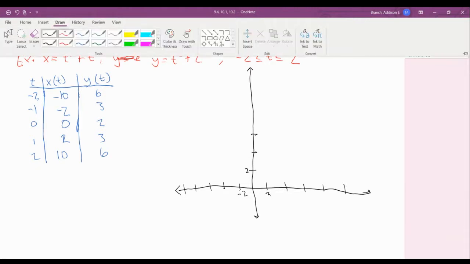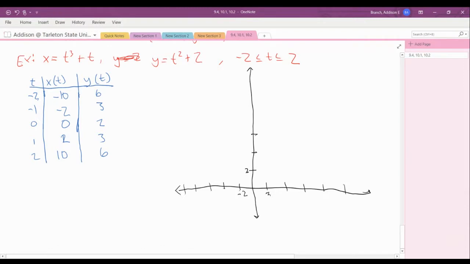So now we need to plot our points in that order of t. So we start off at t equals -2. So our x is going to be -10 and our y is going to be 6. So we're going to start here. Then we move on to t is -1. So we get -2 and then go up 3. Then we go to t is 0, so we know x is 0, y is 2.